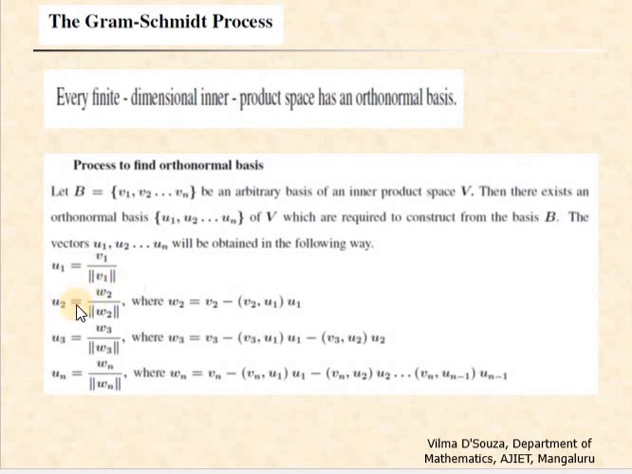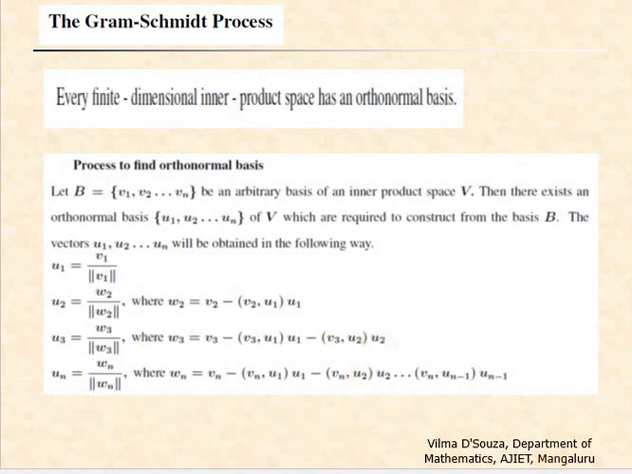How do you find U2? U2 is equal to W2 by length of W2, but you have to find W2. W2 is equal to V2 minus the inner product of V2 and U1 times U1. How to find this, I will show in the problem. And U3 is equal to W3 by length of W3, where W3 is equal to V3 minus the inner product of V3 and U1 times U1, minus the inner product of V3 and U2 times U2.